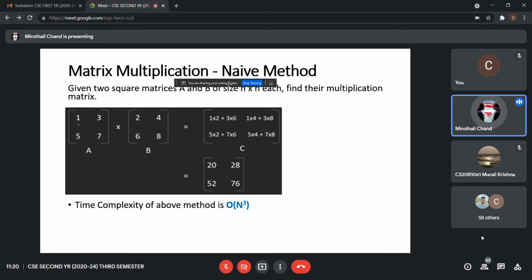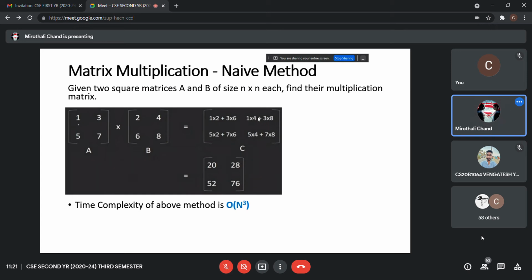So coming to matrix multiplication, this is a normal matrix multiplication which we will be doing manually. So consider a 2 cross 2 matrix. We will be solving by multiplying, taking 1 into 2 plus 3 into 6. We know about this. If we carry out the same method, we will be solving this matrix with the time complexity of O of n power 3.